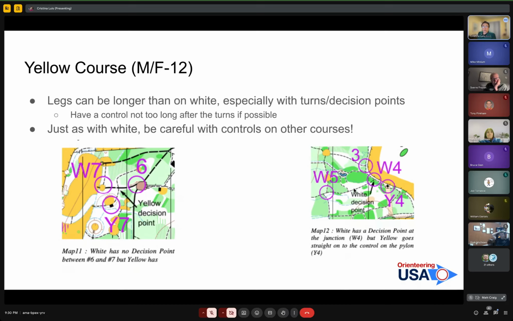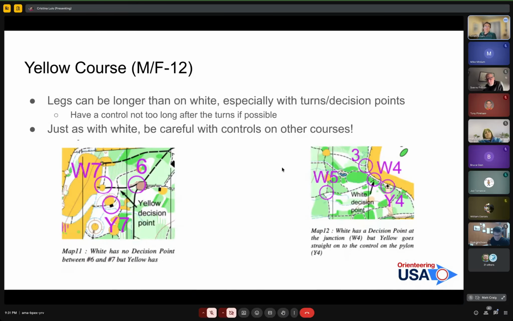In this case, white and yellow share 3. White's next control is at this decision point because you want them to turn. But yellow's is further on. In this case, a lot of yellow runners are going to stop, and hopefully they realize it's not theirs, right? That's a learning thing too. They see a control and they don't punch it.